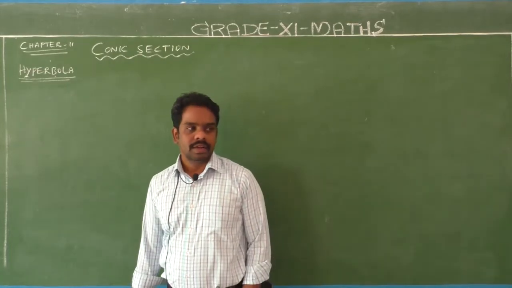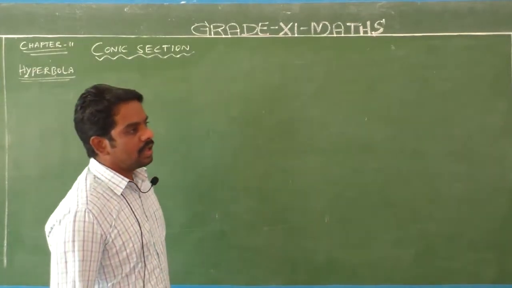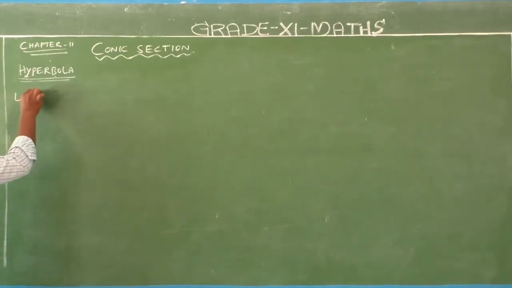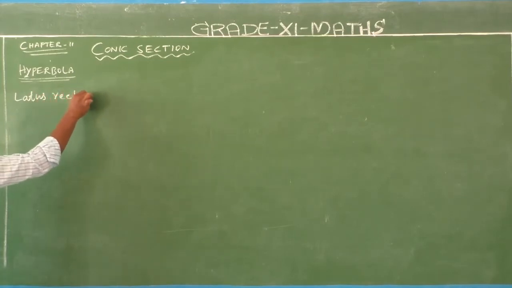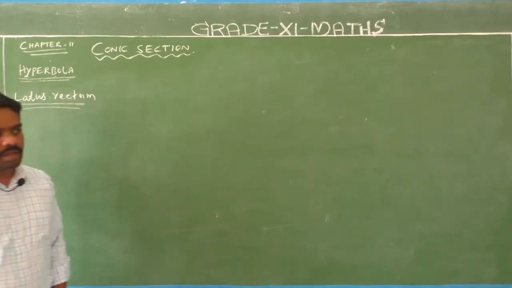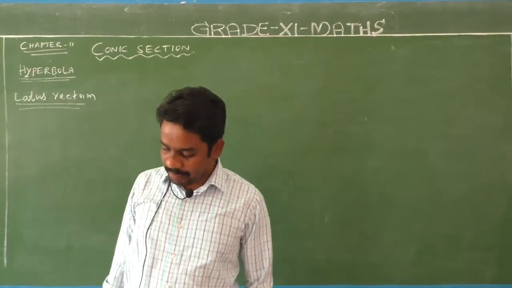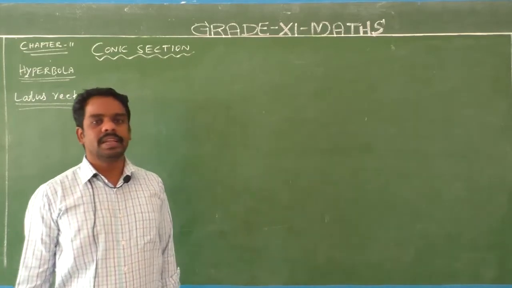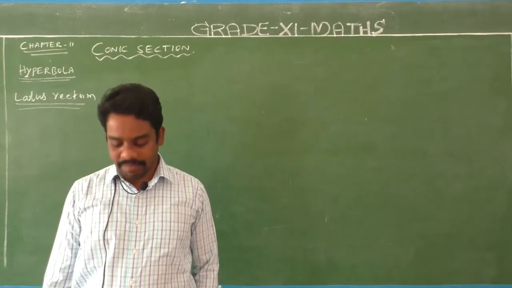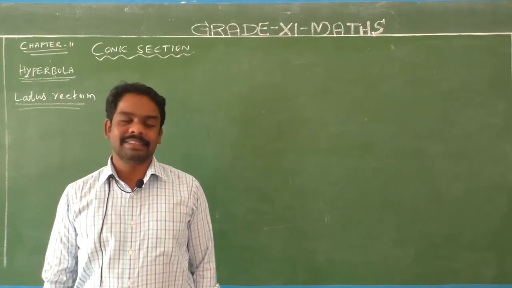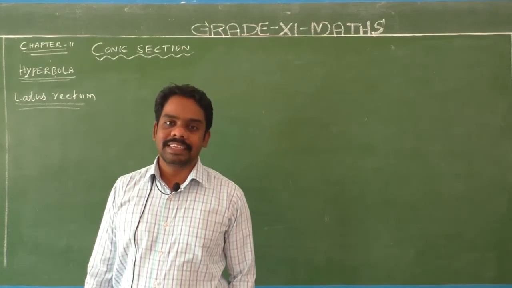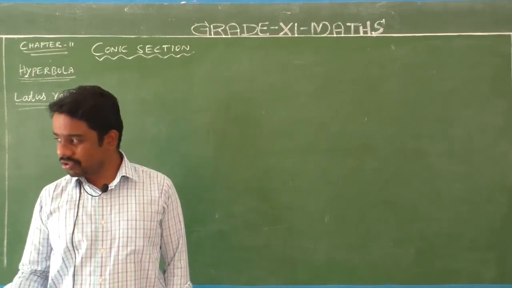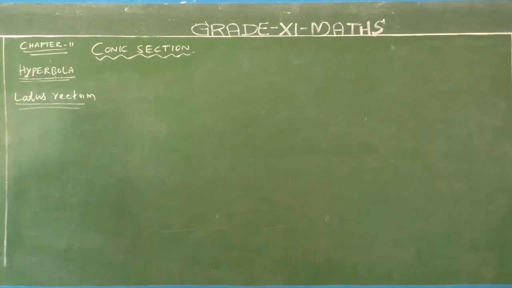Today, on the same hyperbola, we will talk about the latus rectum of a hyperbola. Definition number 9, page number 260: a latus rectum of a hyperbola is a line segment perpendicular to the transverse axis, through any one of the foci, and whose endpoints lie on the hyperbola.